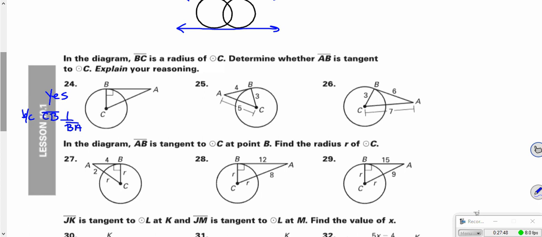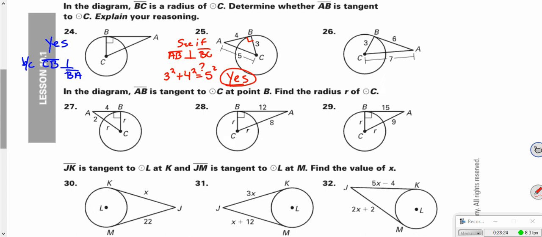Number 25. Is that a tangent? Well, we need to check to see if AB, again, is perpendicular to BC. Well, we have a 3, 4, 5 triangle. Does 3 squared plus 4 squared equal 5 squared? Yes. That is one of our Pythagorean triples, a 3, 4, 5 triangle. So that's a big fat yes. And you can do the next one.